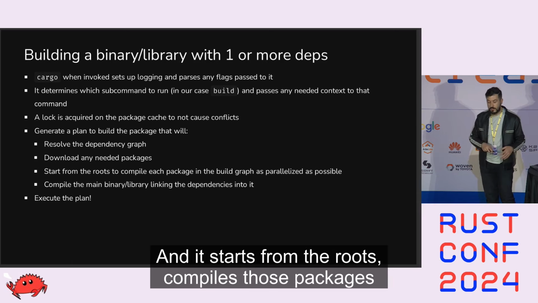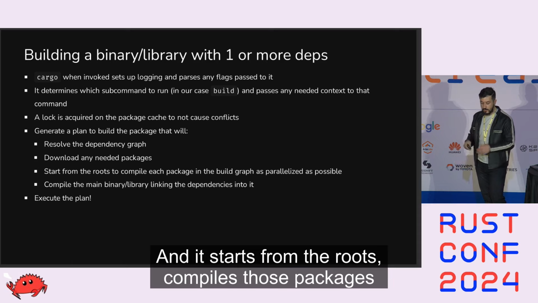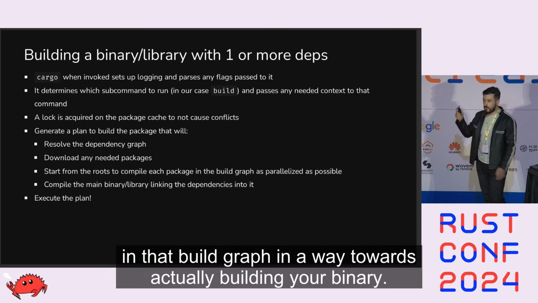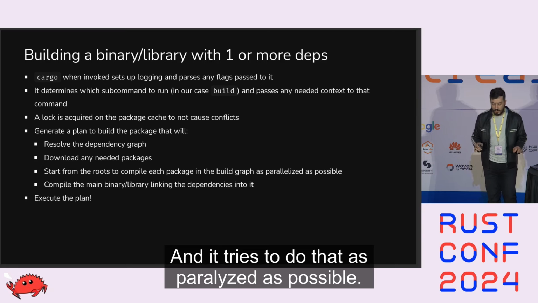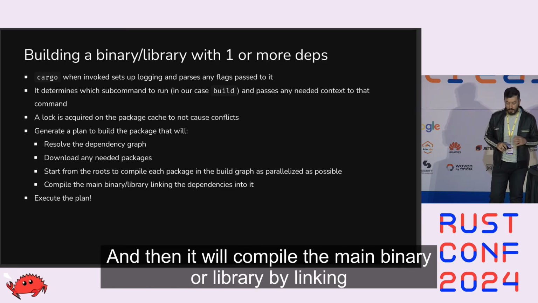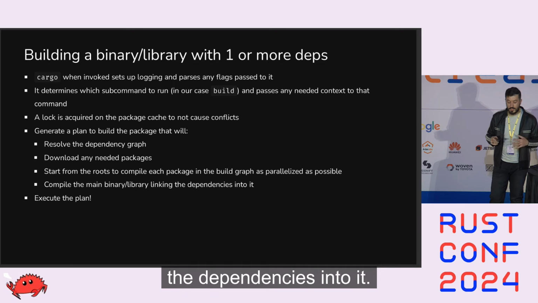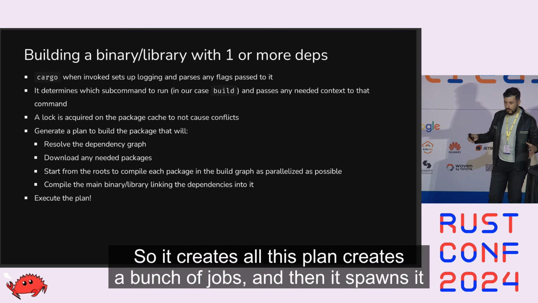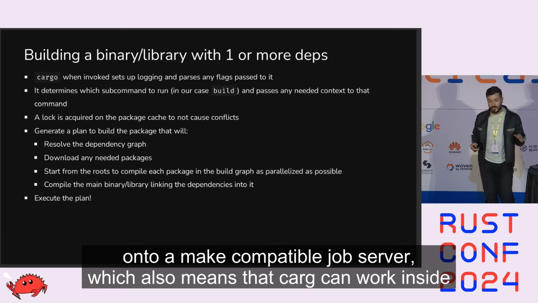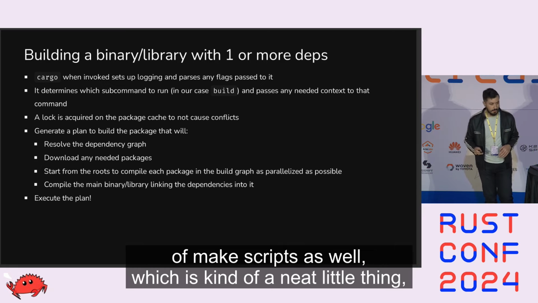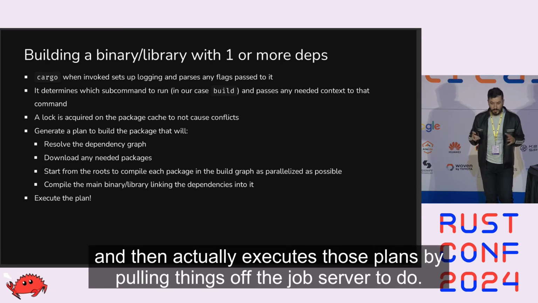It starts from the roots and compiles those packages in that build graph on the way towards actually building your binary, and it tries to do that as parallelized as possible. And then it will compile the main binary or library by linking the dependencies into it. So it creates all of this plan, creates a bunch of jobs, and then it spawns it onto a make-compatible job server, which also means that Cargo can work inside of make scripts as well, which is kind of a neat little thing. And then it actually executes those plans by pulling things off the job server to do.